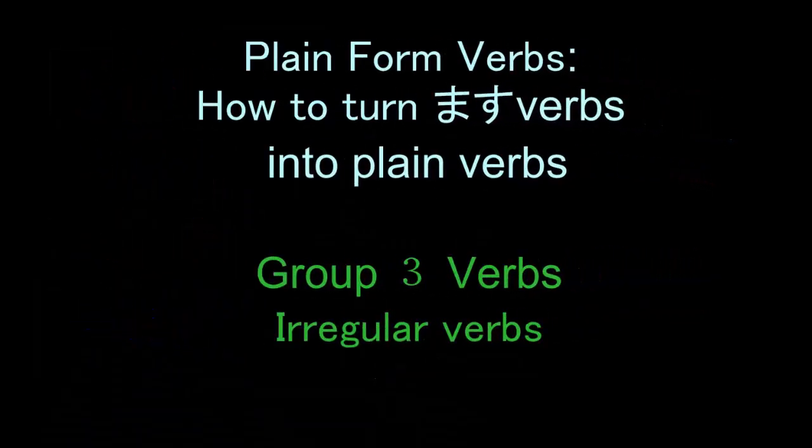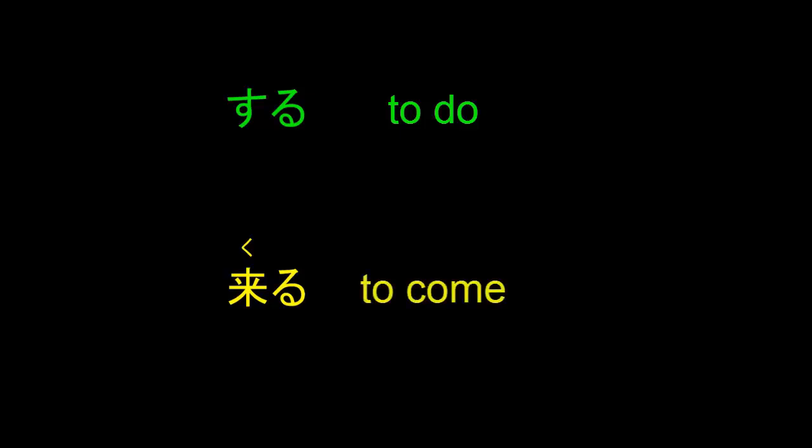And finally, we have the group 3 verbs, and they are the irregular ones, but there's only 2 of them. And here they are: shimasu, which becomes suru in the plain form, and kimasu, to come, which becomes kuru in the plain form. So those are your 2 irregular verbs: suru, to do, and kuru, to come. And that's plain verbs.